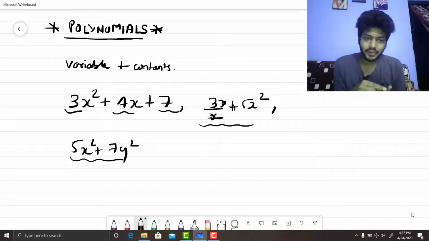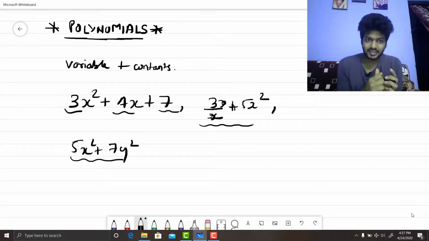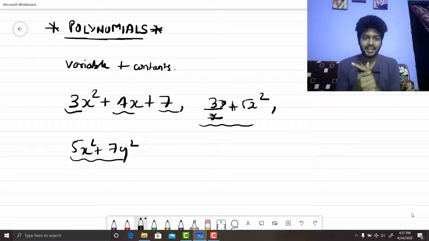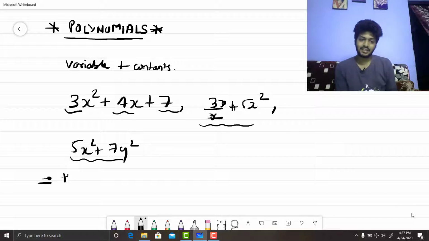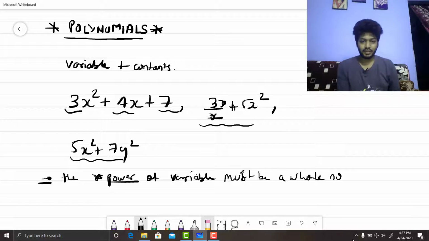What I am going to tell you now, listen to this very carefully: certain types of algebraic expressions which follow a particular guideline are called polynomials, and that guideline is that the power of the variable must be a whole number.